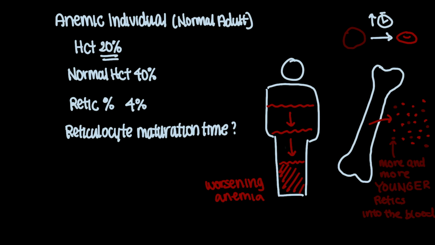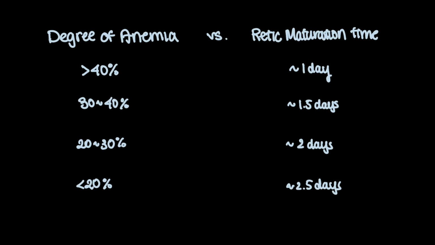Now, there's a convenient way to determine the reticulocyte maturation time based off of the degree of anemia, and you can see that based off of the hematocrit. If we look at this table here, depending on the hematocrit, 40%, 30 to 40, 20 to 30, 20% or below, you can see that the reticulocyte maturation time increases little by little. So if we look at, for example, the 20 to 30% range of the hematocrit, at that point, if the bone marrow is working properly, the reticulocyte maturation time should be about 2 days.